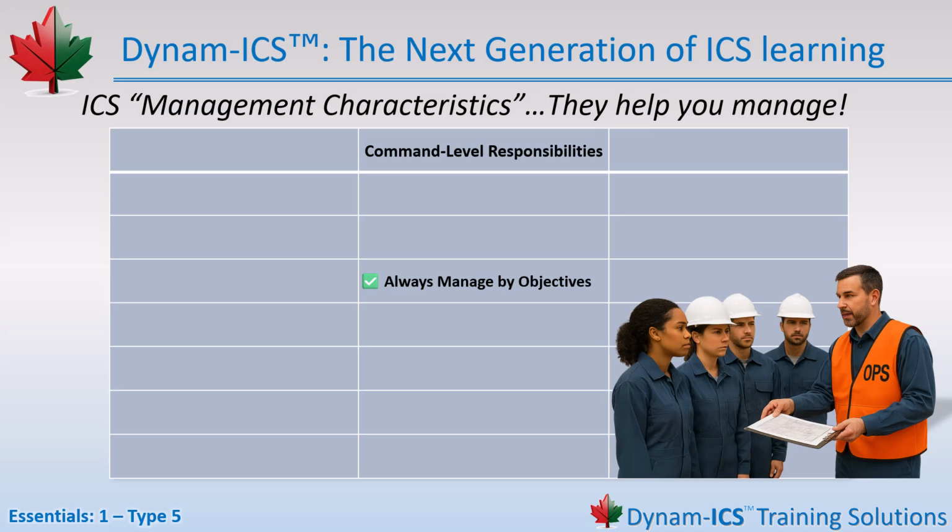Now, here's where it all connects to the ultimate priorities of emergency management. Every objective, every strategy and every task must align with the three golden priorities: saving lives, stabilizing the incident, and protecting property and the environment. That's not just ICS theory. That's the reason ICS exists. When you manage by objectives that are built on intelligence, structured with strategy, and grounded in those three priorities, you're not just managing an incident, you're leading it with purpose, protecting your people, your community, and your environment. That's managing by objectives. That's Dynam-ICS.